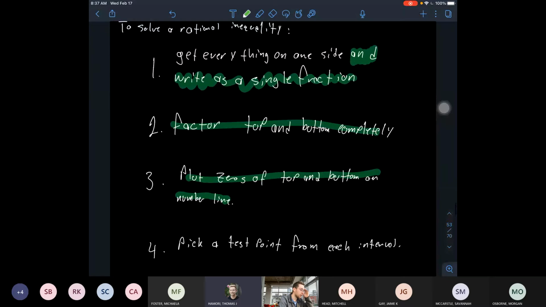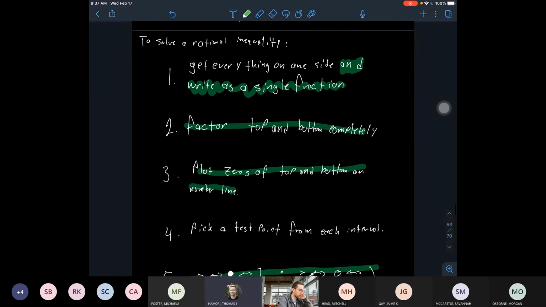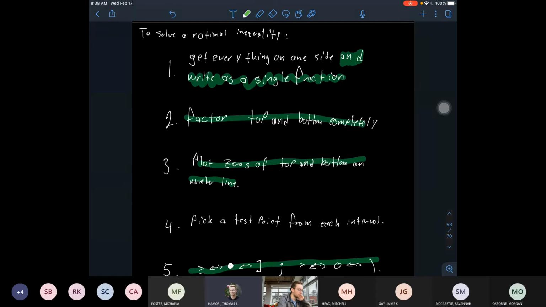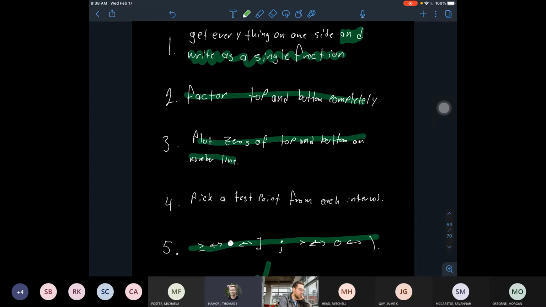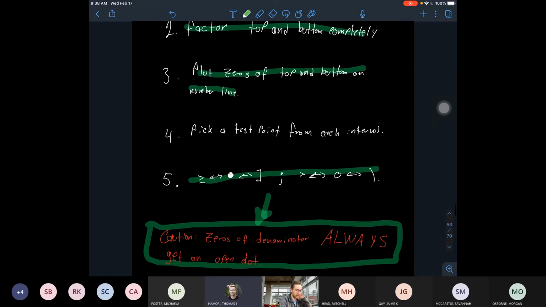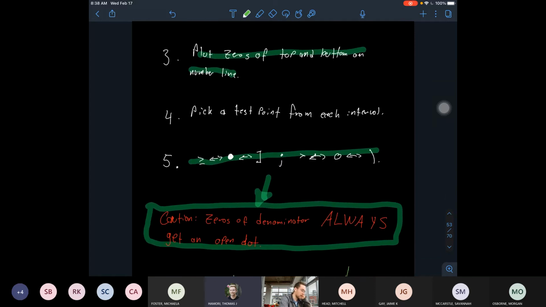And rational inequalities weren't too much harder. The only thing is there are a couple of things we have to do extra. First of all, we need to get everything on one side and write it as a single fraction. And then we factor the top and bottom completely, plot the zeros of the top and the bottom on the number line, and pick a test point from each interval as usual. And then we figure out whether we should have closed dots or open dots depending on whether we have an equal to or not equal to sign on our inequality.